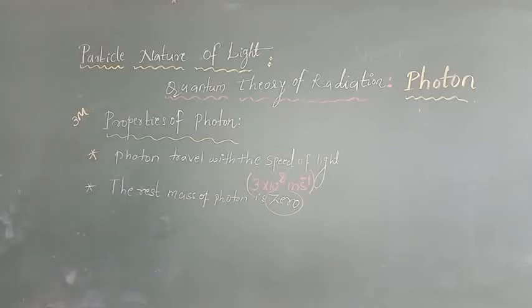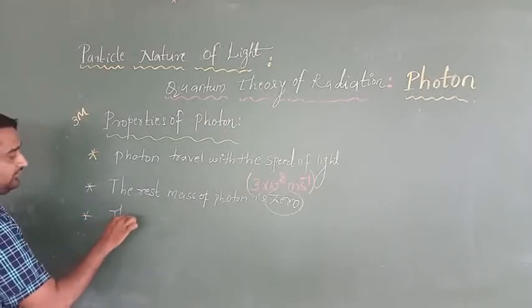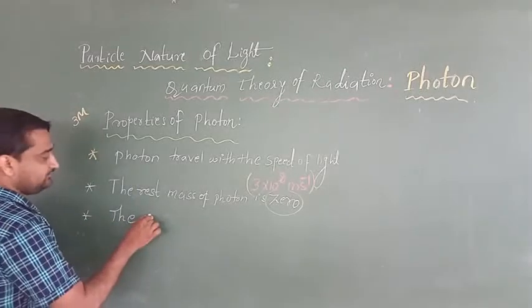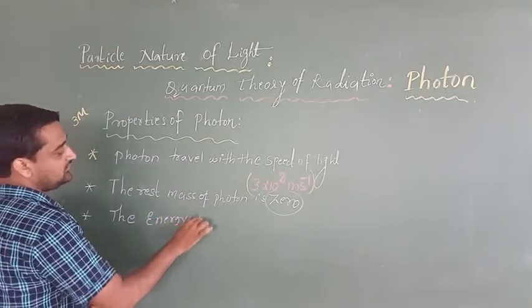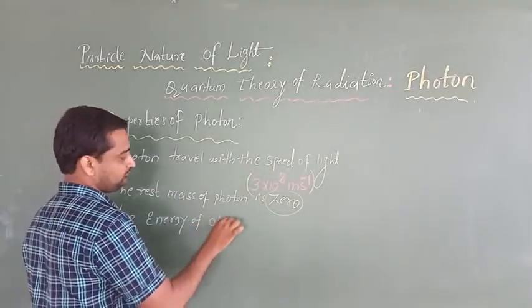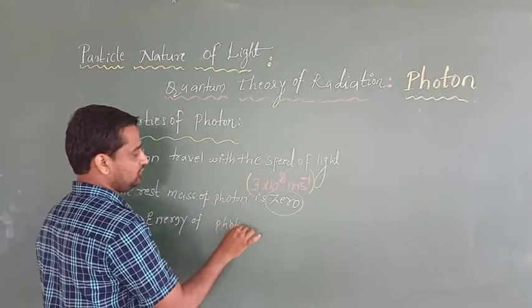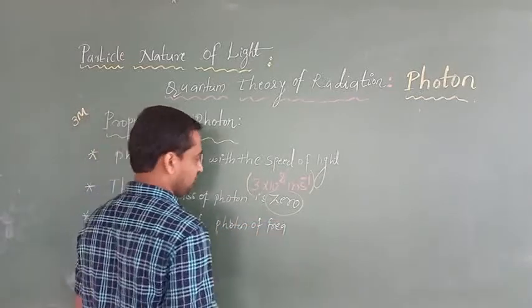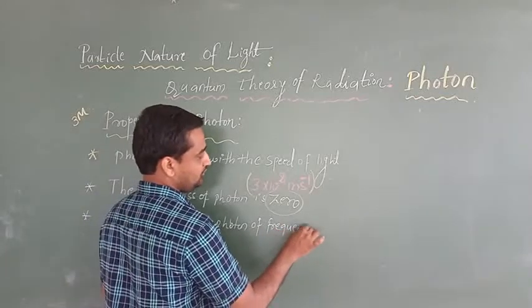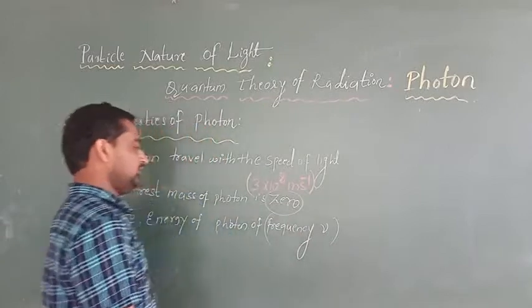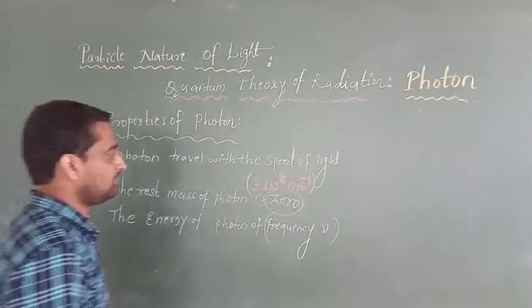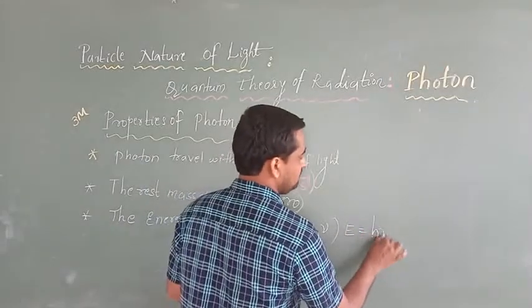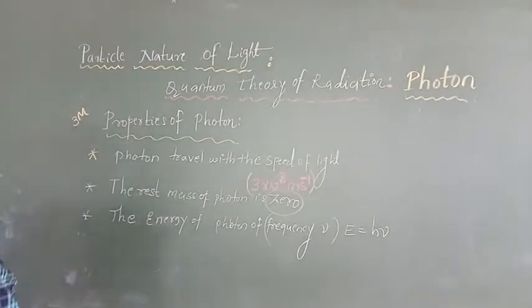And as we have mentioned in the quantum theory of radiation, the photon has a definite energy. The energy of each photon of frequency nu is given by, so here also the same energy property we can write. The energy of a photon of frequency of radiation nu is given by E is equal to h nu.